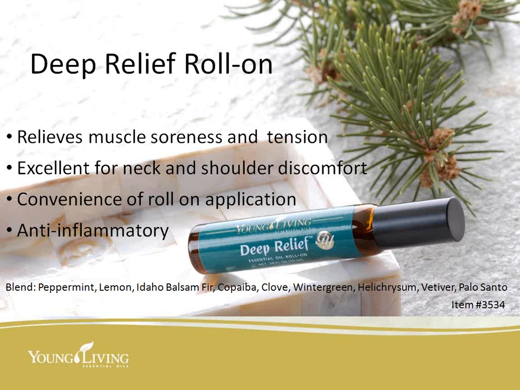It's a blend of peppermint, lemon, Idaho balsam fir, copaiba, those two we just talked about, clove, which has eugenol in it, so it's great for pain relief, wintergreen, anti-inflammatory, helichrysum, good for connective tissue, vetiver, and palo santo. All of these are just incredible oils, and to have them all blended synergistically in this roll-on, it's really, really convenient.